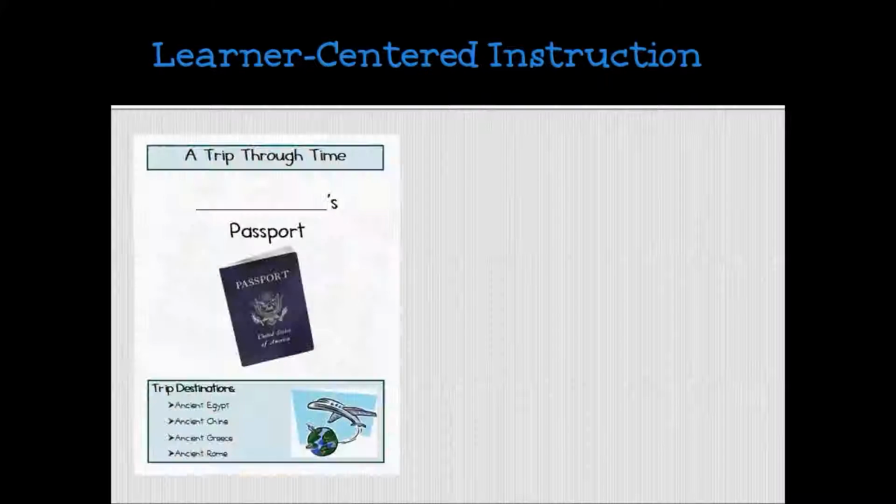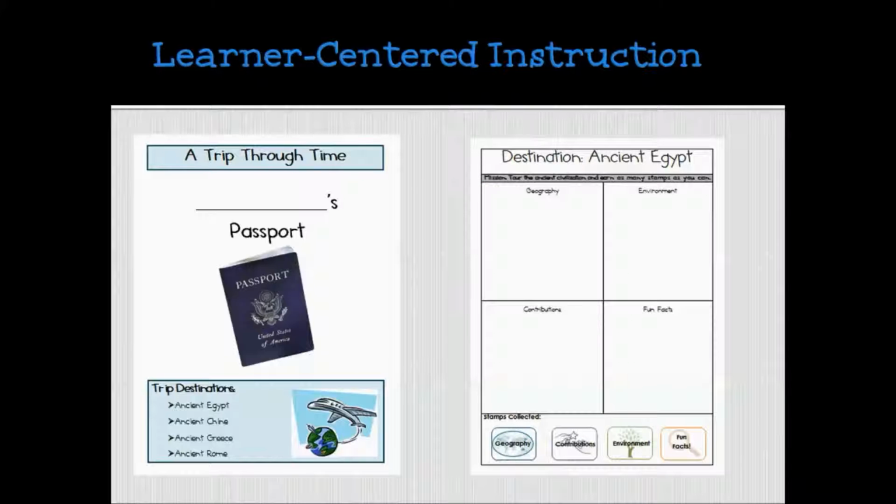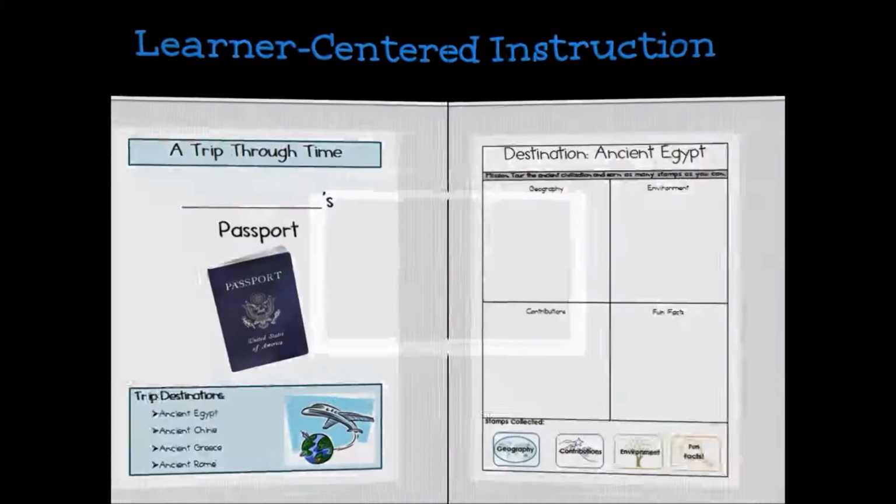What better way to have students learn the information than to use technology to travel back in time? Students were given a passport to record their information as they traveled back to each civilization. In this unit, students use books, websites, videos, and a hypermedia presentation to gather information.